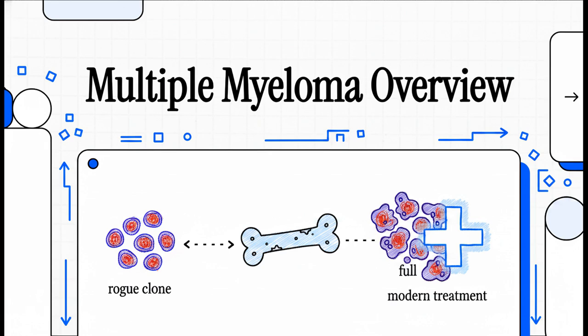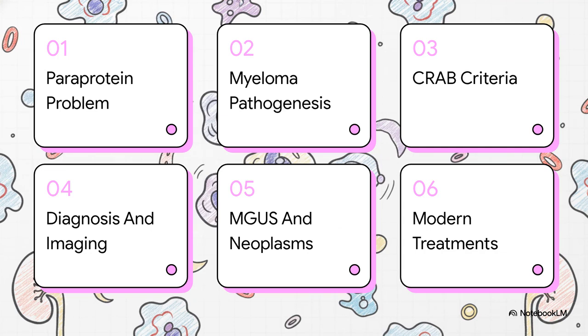We'll be mapping the whole journey of this disease from a single microscopic rogue clone all the way to full clinical disease and modern treatments. The goal here is to keep things highly organized and practical so you can easily lock down these concepts for your studying. So, here's our roadmap for the explainer.